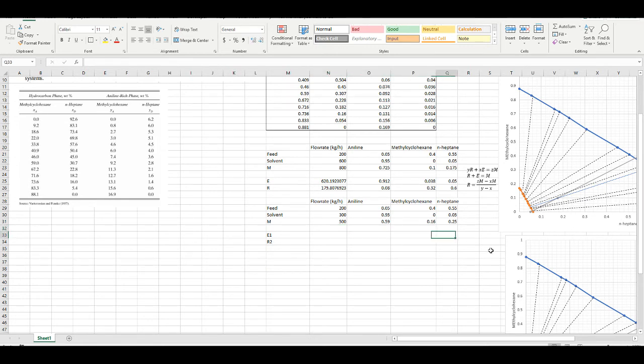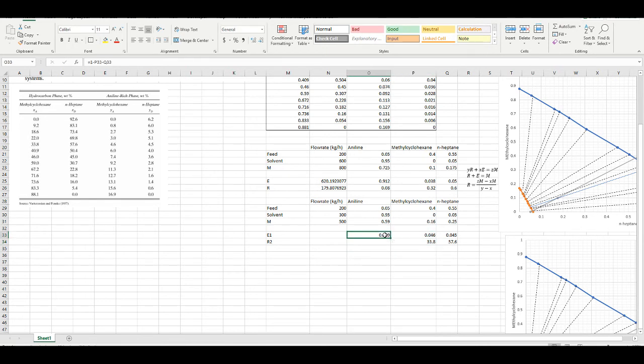So let's go ahead and write that. And then for the raffinate, it looks like we're at 33.8% methylcyclohexane and 57.6% N-heptane. Aniline is obviously just 1 minus the other two compositions.